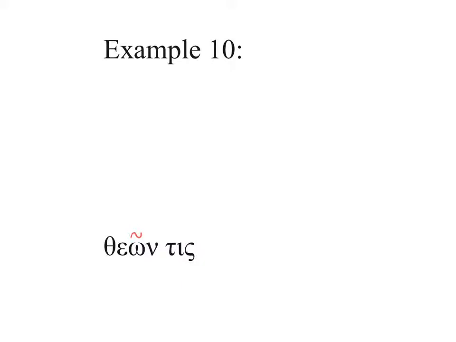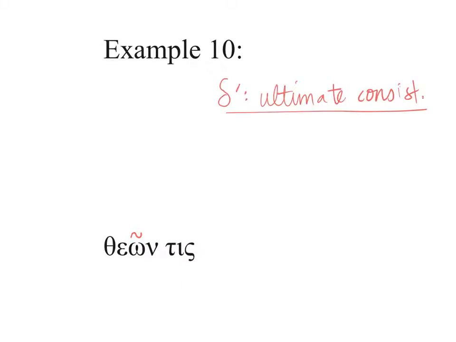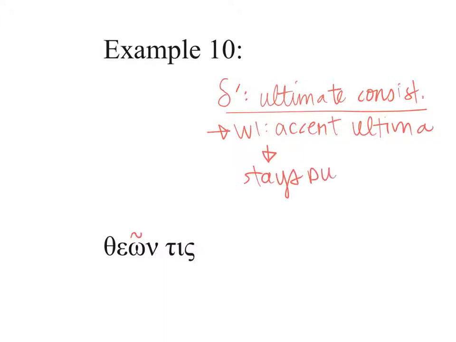Rule beta also has to do with acutes on penults. Since our accent is a circumflex on the ultima, we can skip that. Rule gamma also has to do with acutes on penults, so we can skip that and go straight to ultimate consistency, rule delta. Ultimate consistency applies when word 1 has an accent on the ultima: the accent stays put. So that's what rule delta tells us, but it doesn't tell us anything particular about what happens to our enclitic. So we'll have to move along to rule epsilon for that.